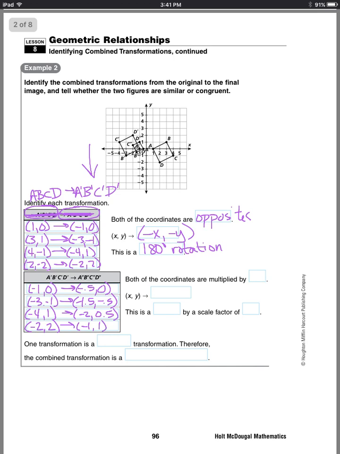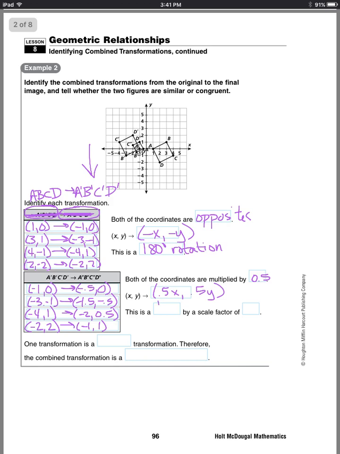Okay, both of the coordinates are multiplied by 0.5. Okay? On all of them, we took half. Negative 1 divided by half is negative half. Okay? So that means our rule is 0.5x, 0.5y, because we multiplied each of them by 1/2.